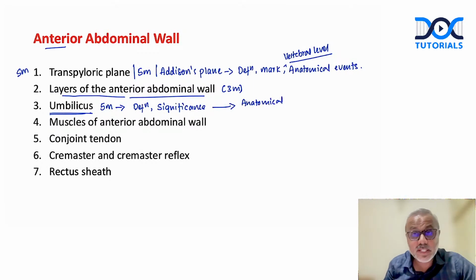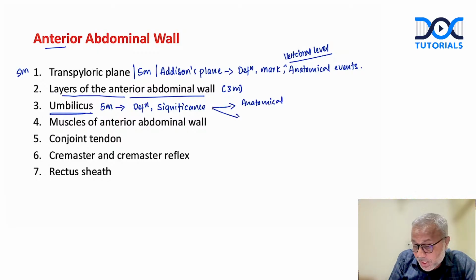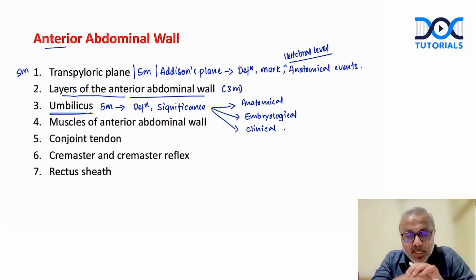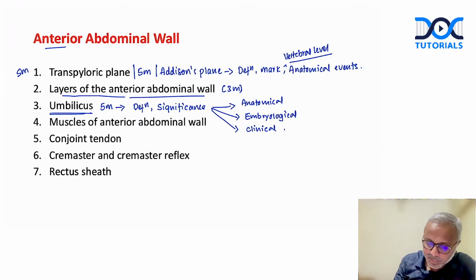When we talk about the significance, what is the anatomical significance of the umbilicus? What is the embryological significance, right? What are the embryological folds that are attached here? And then, of course, the clinical, right? What is the clinical significance of the umbilicus? So a very important 5 marker in the topic of the abdomen, especially the anterior abdominal wall, right?